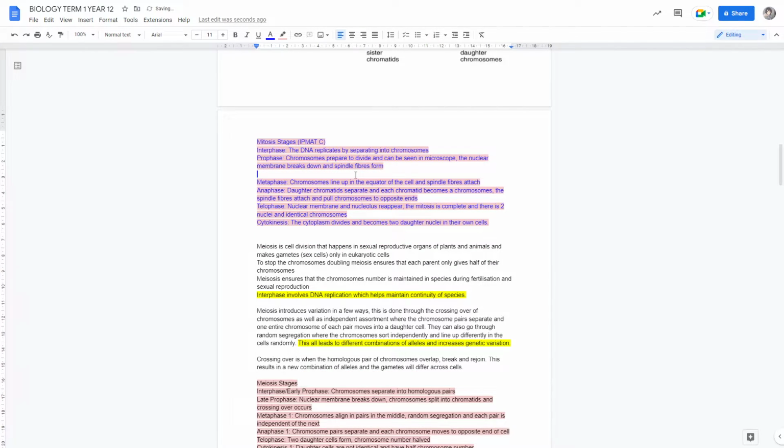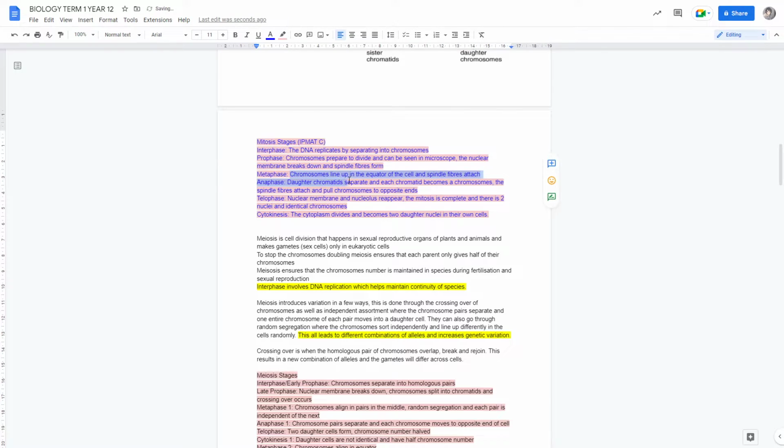Now, we have metaphase next. In metaphase, the chromosomes line up at the equator of the cell. Metaphase, middle, they line up in the middle of the cell. Spindle fibers attach to the centromeres. Centromeres are the dots in between the X, pretty much where the X intersects, and that's what the centromere is.